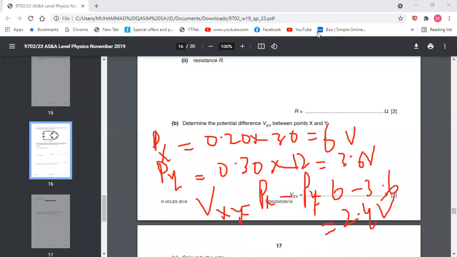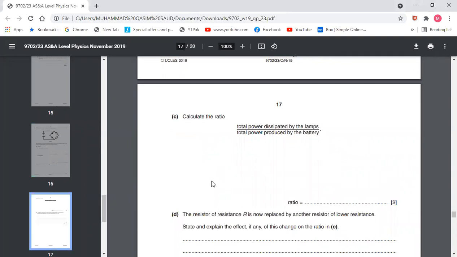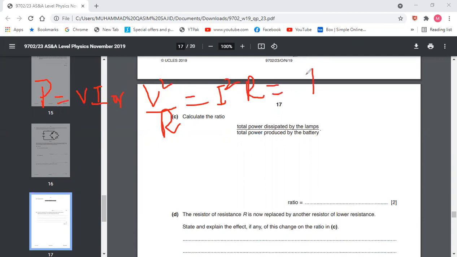Now, for the next part, calculate the ratio. So, how to find the ratio? Total power dissipated by the lamp by total power. Find the ratio between the powers. So, for the power you can use any formula. P equals VI, or P equals V square upon R, or P equals I square R, or P equals EI. These are basically four formulas. It depends on you which you choose for your numerical.